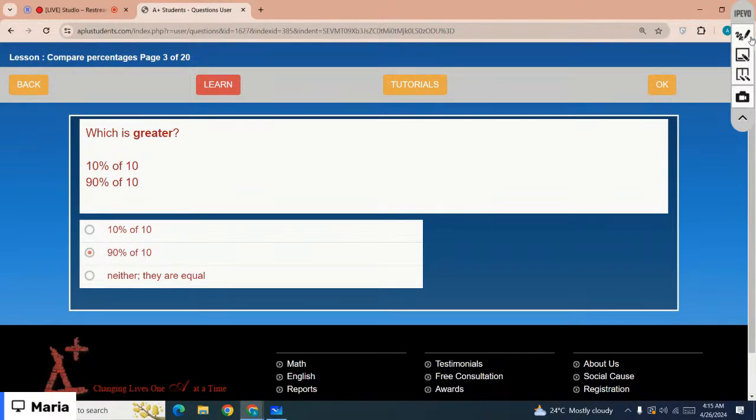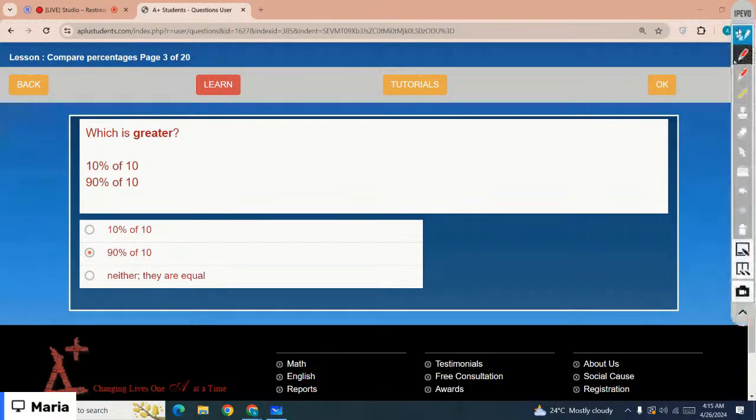The correct option is 90% of 10. Calculate the percentages. 10% of 10 is 10 over 100 times 10, right? 10% of 10 is simply 1. And 90% of 10 means 90 over 100 times 10. 90% of 10 is 9. So which is more? That is percentage.